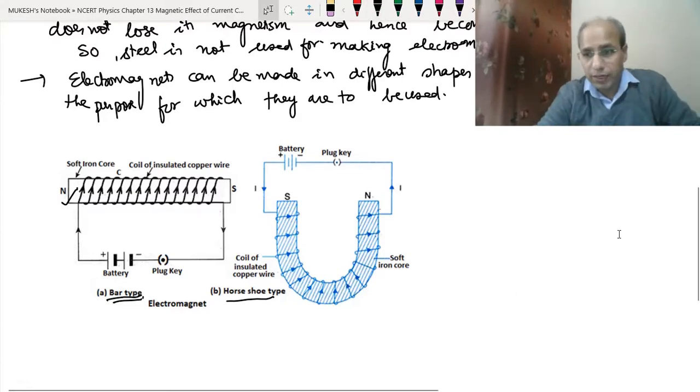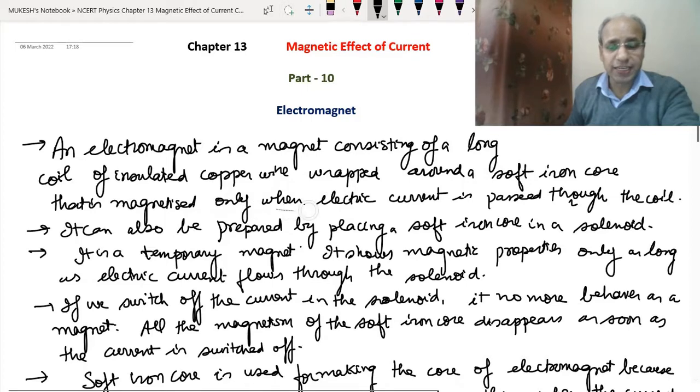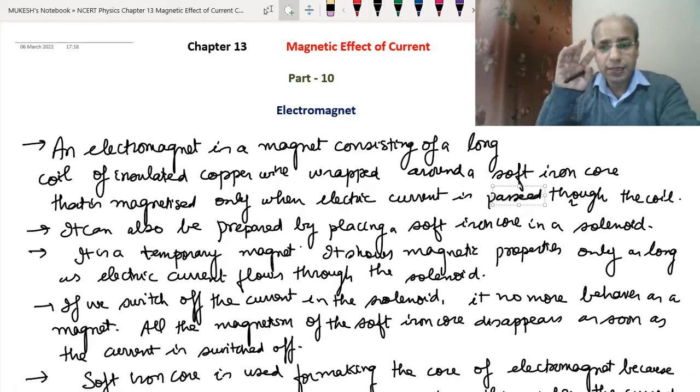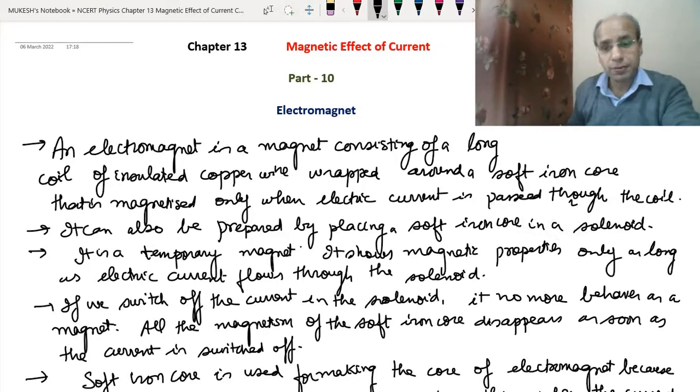Okay, now let's repeat it. See, an electromagnet is a magnet consisting of a long insulated copper wire around a soft iron core that is magnetized only when the current is passed through the coil. Okay, clear? So whenever we wrap the copper wire around a soft iron core and current passes through it, it becomes an electromagnet. Or we can just put the soft iron core into the solenoid, and then it will also behave like an electromagnet. Okay, and it is a temporary magnet.